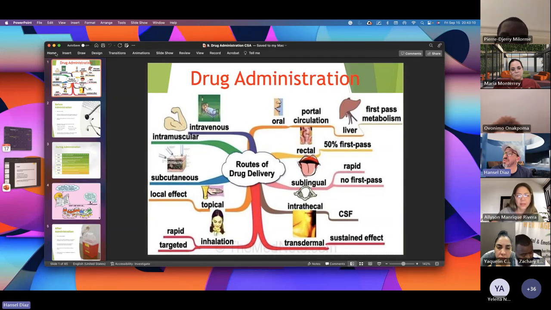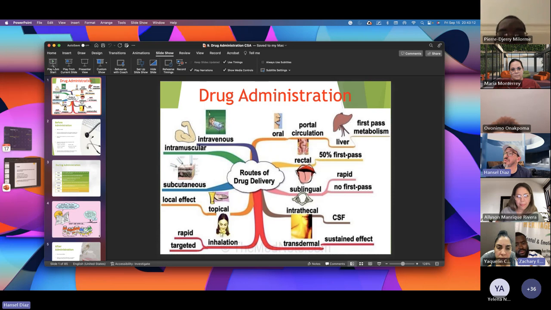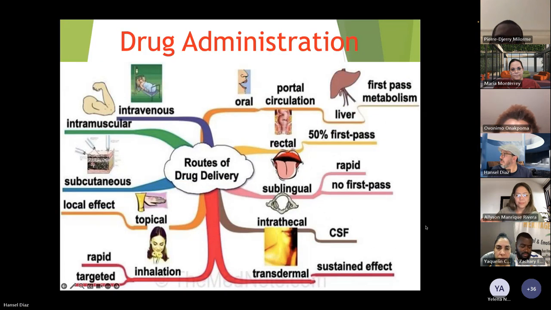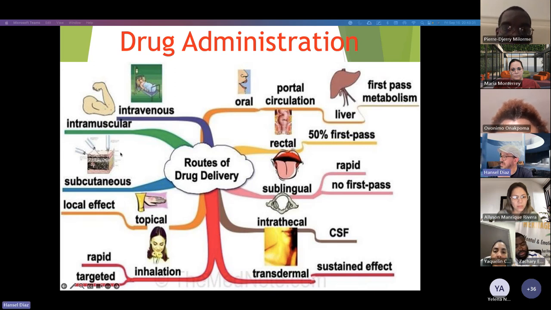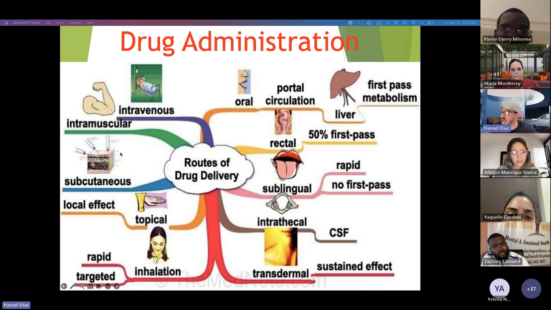Let's start with this. Intravenous, intramuscular, oral, portal circulation, first pass metabolism, half-life, rectal, sublingual, no first pass, intratracheal, transdermal, sustained effect, rapid target, inhalation, local effect, subcutaneous. There are a bunch of them. And as nurses, you're going to have to know how to do them all.